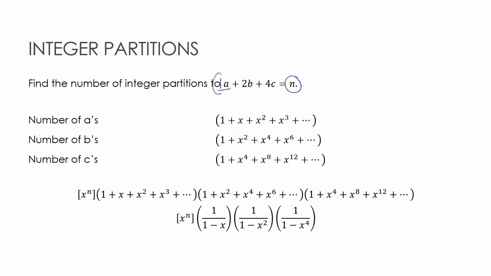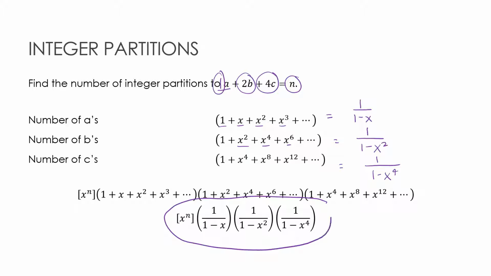Well, a's go up by 1, so notice I'm just having my exponent increase by 1, which I can write as 1 over 1 minus x. For b's, that will increase by 2. Remember, I can write this as 1 over 1 minus x squared. For c's, each time it will increase by 4. So that's 1 over 1 minus x to the 4th. So my solution is whatever n happens to be of this product.